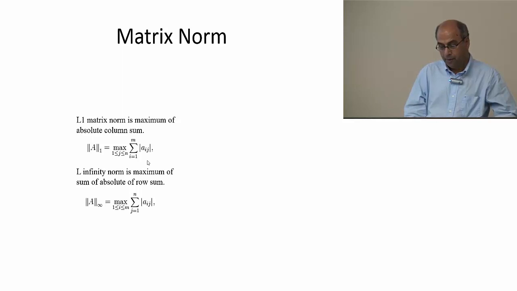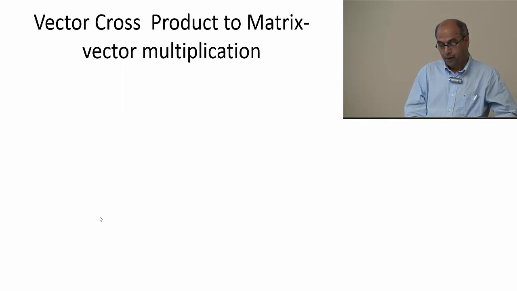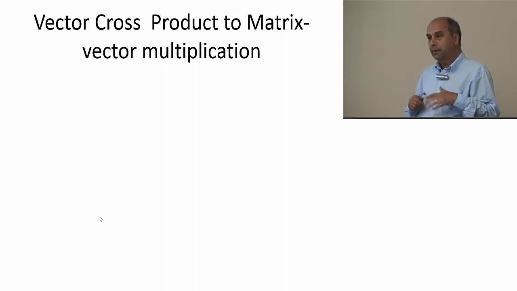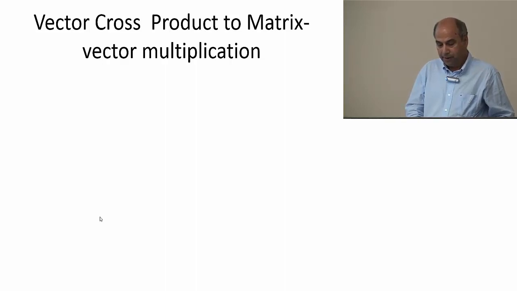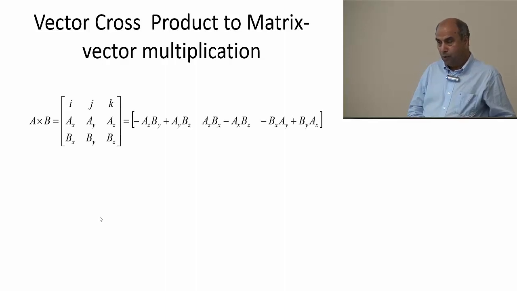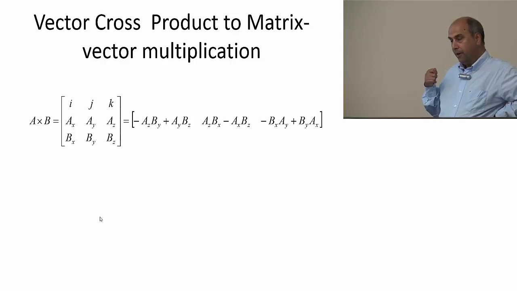And there's the L infinity norm, where you are taking the maximum of the sums. Here we are changing the column and going through the different rows, and then adding up, which is called the L infinity norm. These notions will be useful, because once you feel comfortable with what we are talking about, then we can understand this whole thing. The last thing in this is the vector cross product, which can be expressed as a matrix multiplication. So you know two vectors, A and B, how do you find the cross product of that?